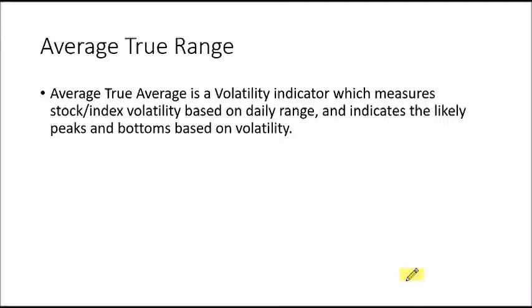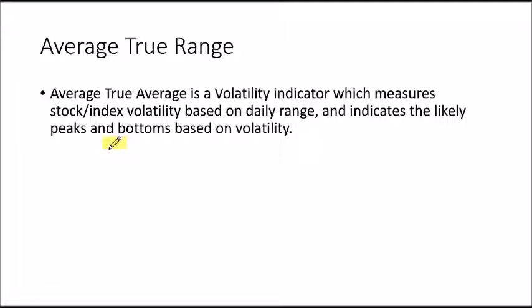Average True Range is again a volatility indicator only, but it takes into consideration the total range of the day. Bollinger Band, while calculating volatility, takes open and close. This takes the true range: the high minus low, the open minus low, or the close minus low, whichever is higher. Based on that, the Average True Range will show you the possible peaks and bottoms.